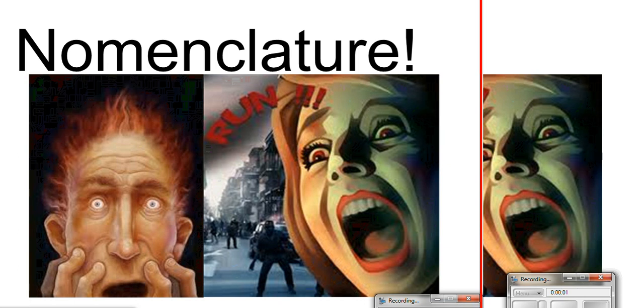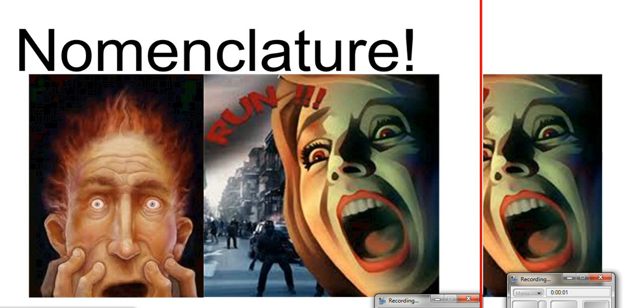So first off, nomenclature. If you've never taken chemistry before, you probably don't have the same feelings that all the other students have about nomenclature. If you have taken chemistry before, these pictures pretty much describe your feelings when I say the word nomenclature. I'm going to hope to alleviate some of that fear today.